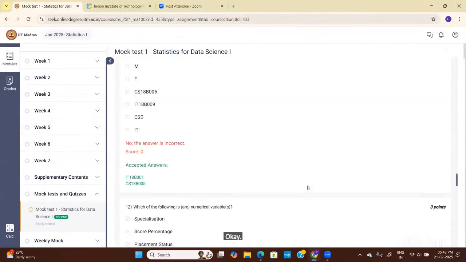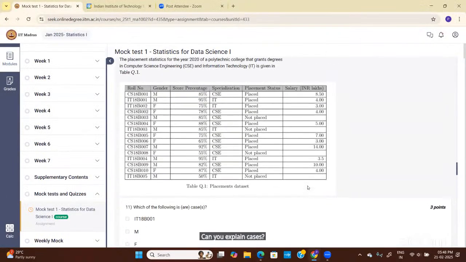Ma'am, can you explain cases? I have already explained it multiple times. You were not listening to me. No, ma'am, I just left in between. Okay, what are the cases according to you? The IT one and CS one, in this first column, right?